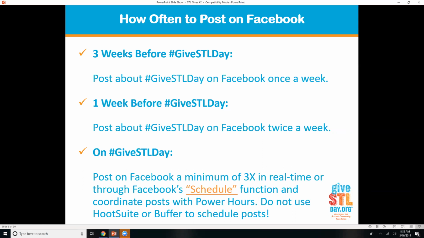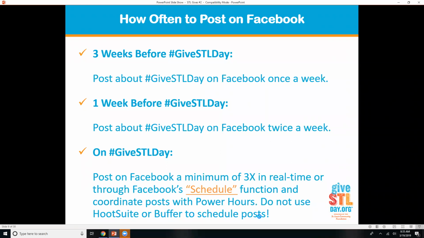Then on Give STL Day, you can post a minimum of 3 times in real time, right? And if you decide to boost each one for $5, $15 on Give STL Day, or you do the full 25, however you like to do it, think about advertising on Give STL Day.